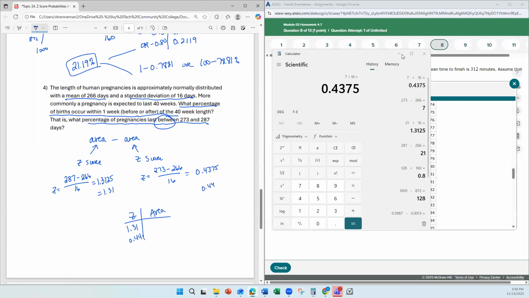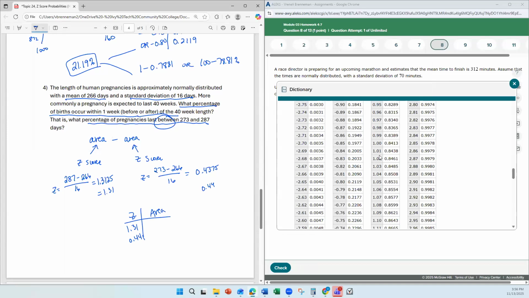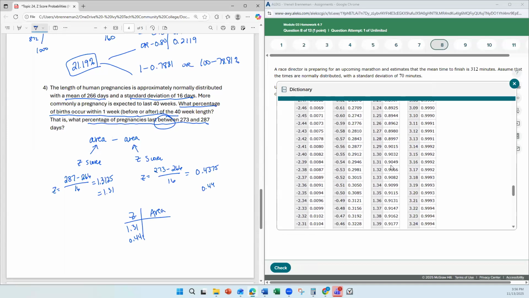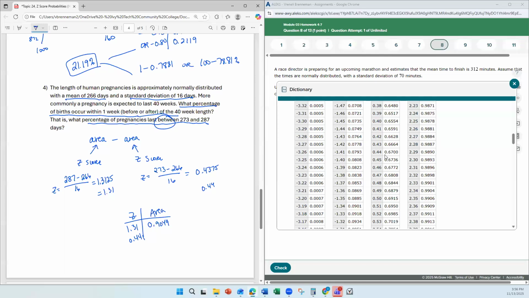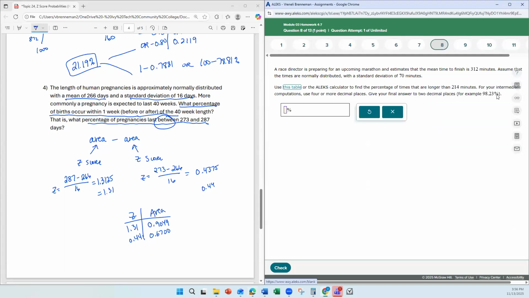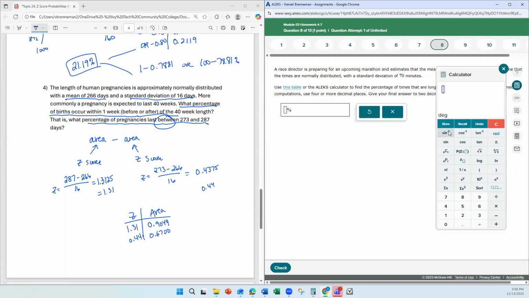So I'm going to look each of those up. 1.31, 0.9049, 0.44, 0.6700. If you use the ALEKS calculator, if you put in the 1.3125, then you see it comes out a little different.